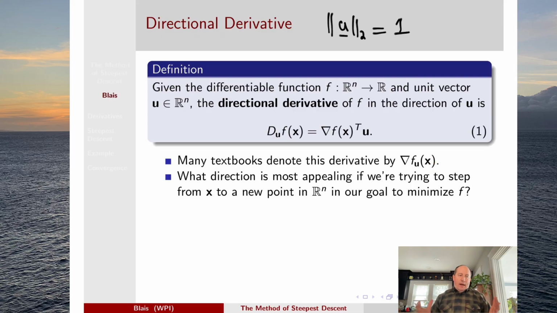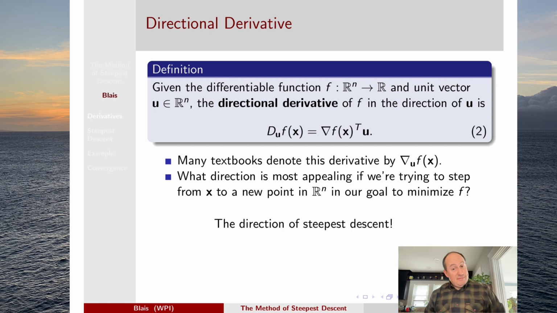And we want to think about our general optimization problem where we're trying to minimize f. And so we're standing at x and we want to take a step to a new point in Rn from x. And a question to ask is, what direction is most appealing? So we're standing at x and we are looking at all these different possible directions that we could step in. Well, one appealing direction is the direction of steepest descent.